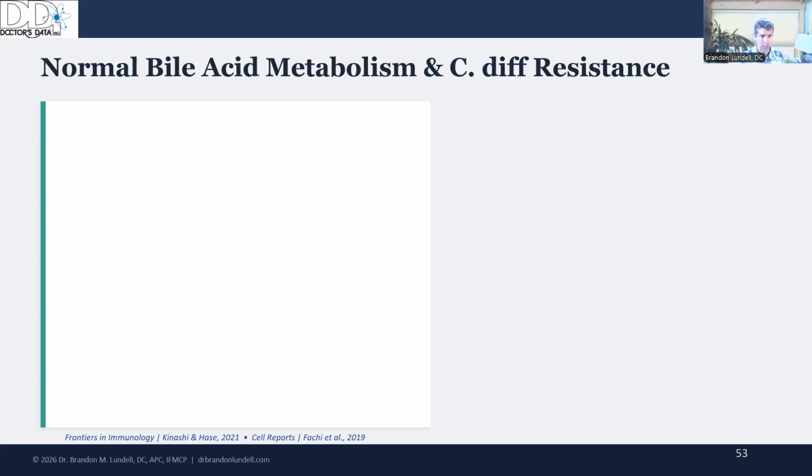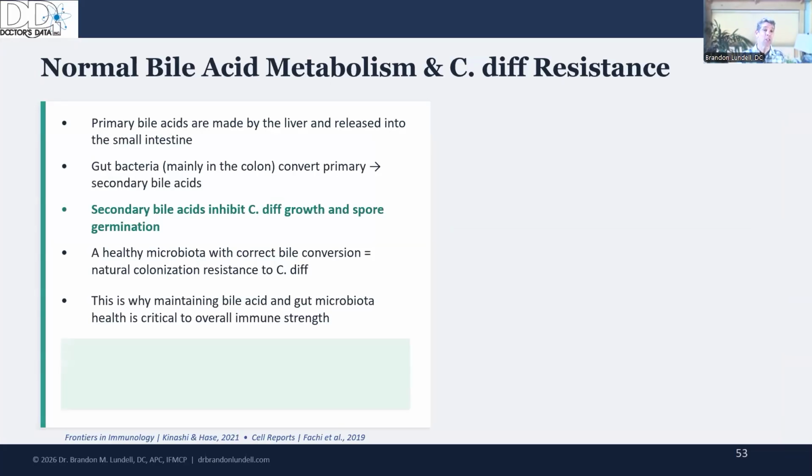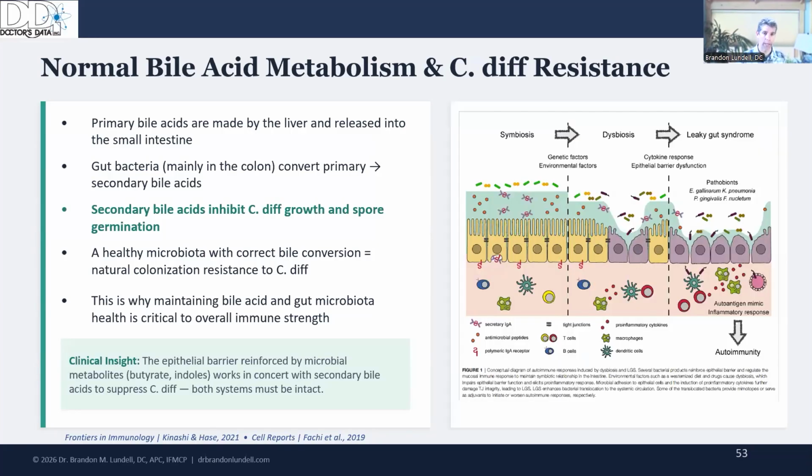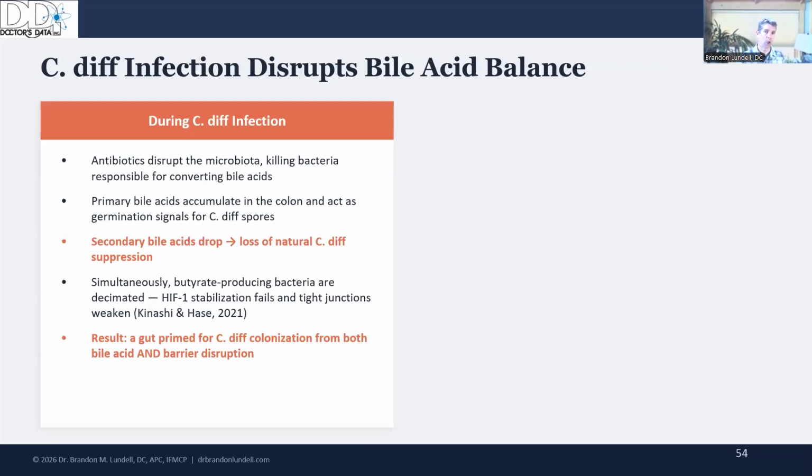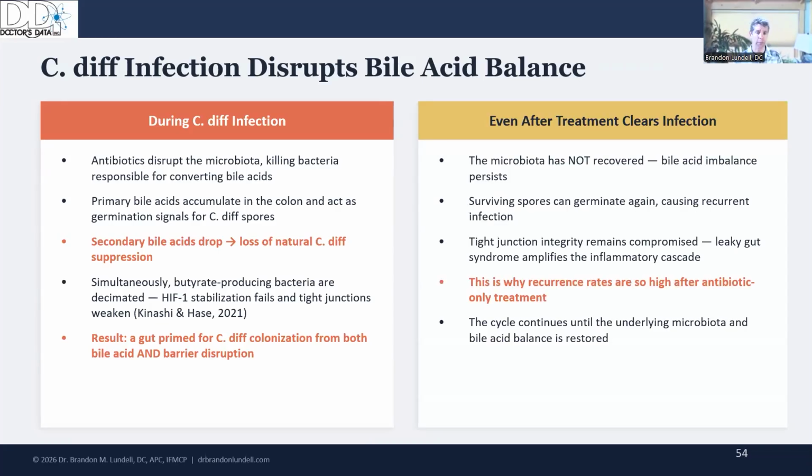So normal bile acid is important. So not enough bile acid flow is another way that bacteria can go up into the bile duct and into the gallbladder. So we always want to help the bile flow, in any kind of dysbiosis. But even after treatment clears the infection, the microbiota maybe hasn't recovered, bile acid imbalance might persist. The causes of C. diff in the first place need to be treated, and that's why the stool chemistry is so important. So I hope you're all following.